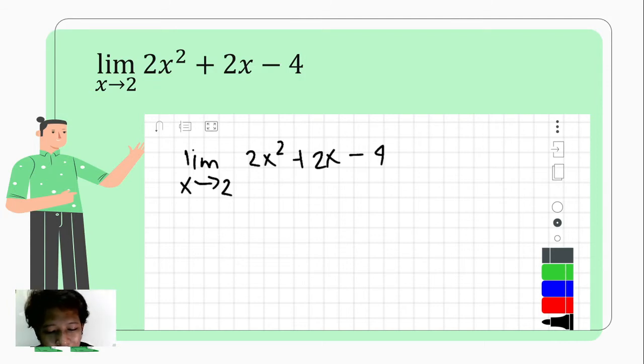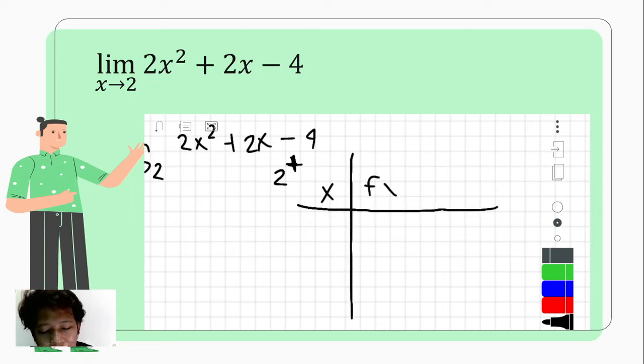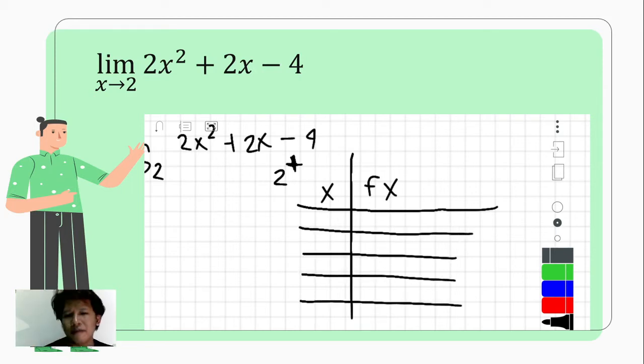So what are the values? What are the values that are close to 2? Then we will get closer and closer to 2. From the left first, we can have 2, from the right pala muna, from the right. So we have 2 plus. So when it is raised with a plus, it means 2 from the right. So we have the value of x here, and then we would have the value of f of x on the other side. 5 values is enough, but if you want more, then you can have more.